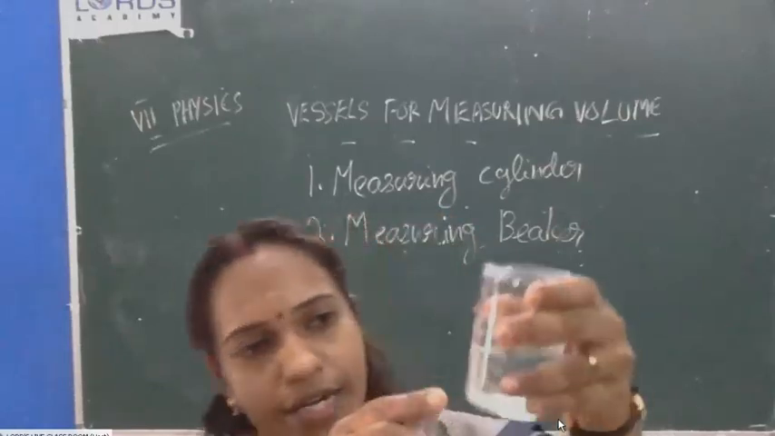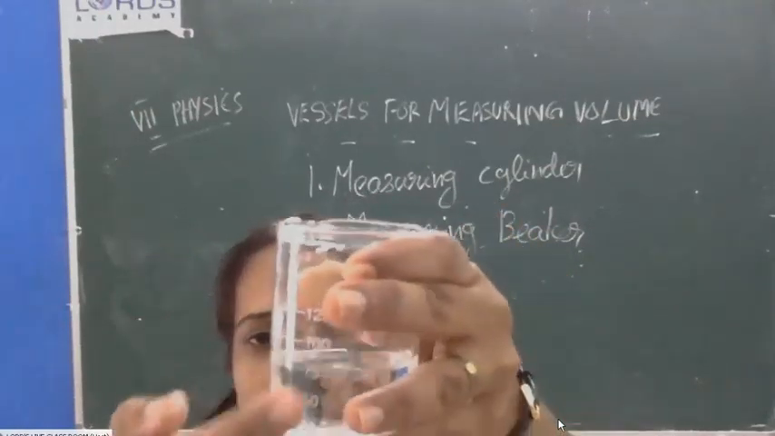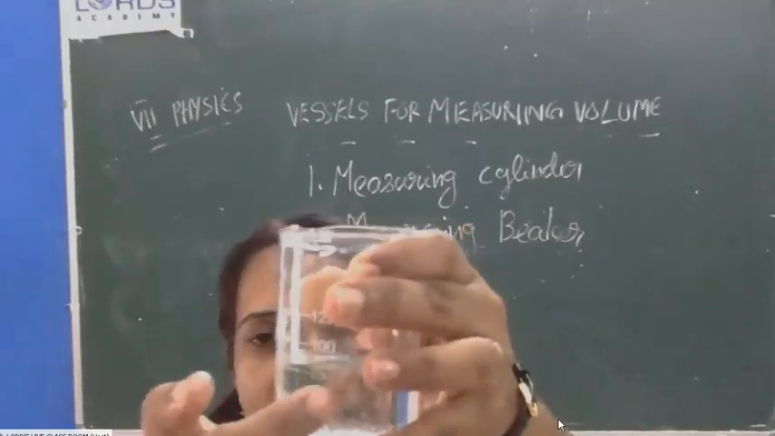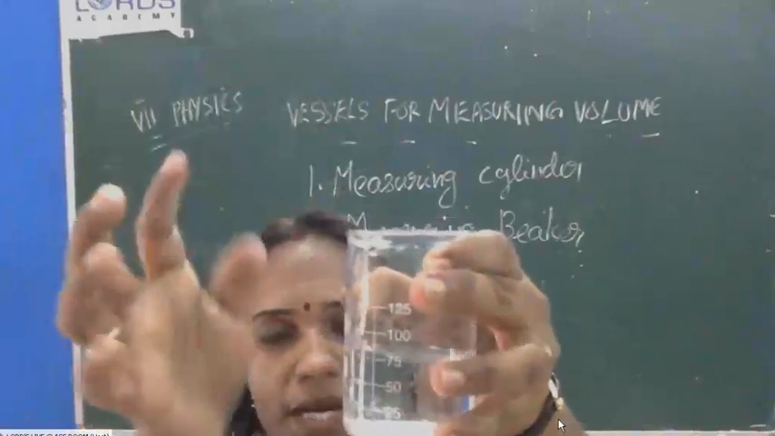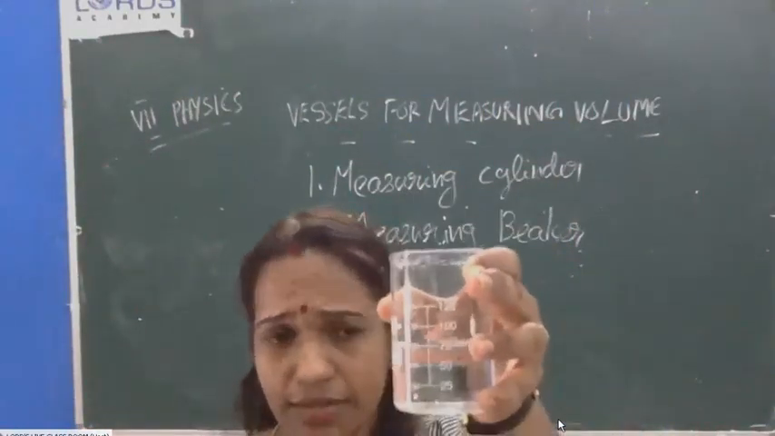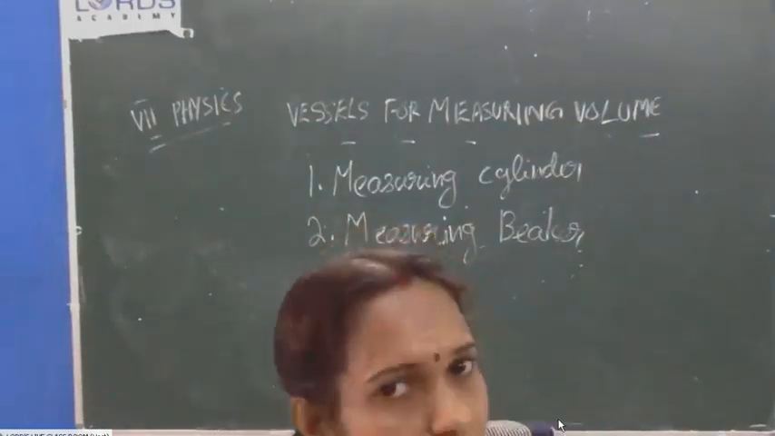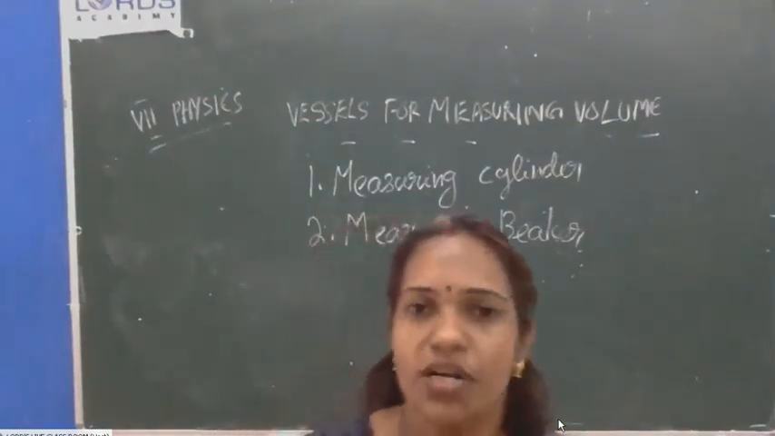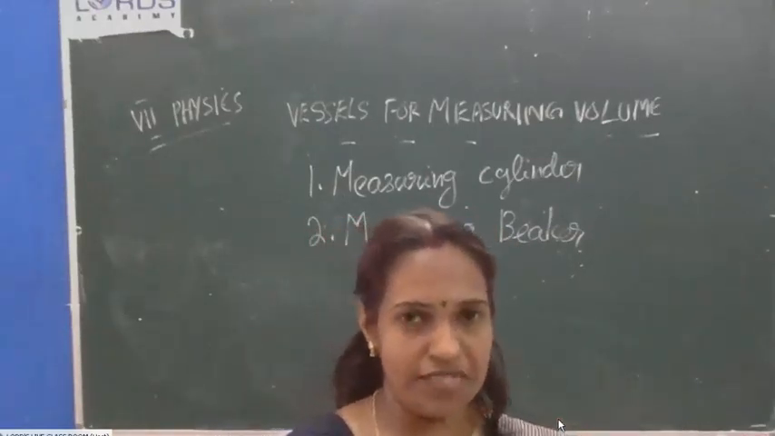If I need only 25 or 50, the readings are here. Can you see 25, 50, 75, 100, 125? If I am taking a full beaker, it will be 150 ml of water. Clear? Measuring beaker. All these will be in the chemistry lab. If you take science for higher studies after 10th, you can use them. Chemistry lab, not physics lab.